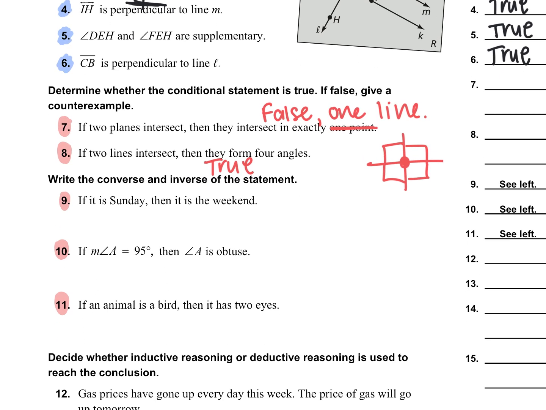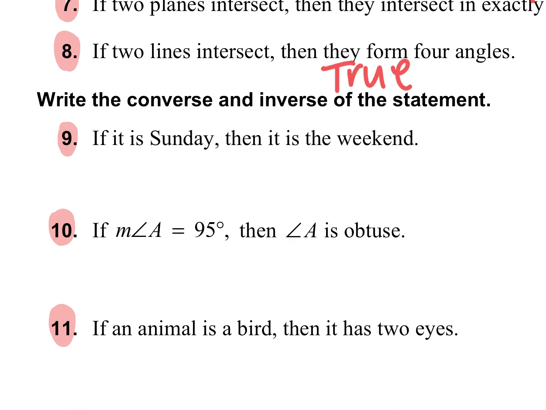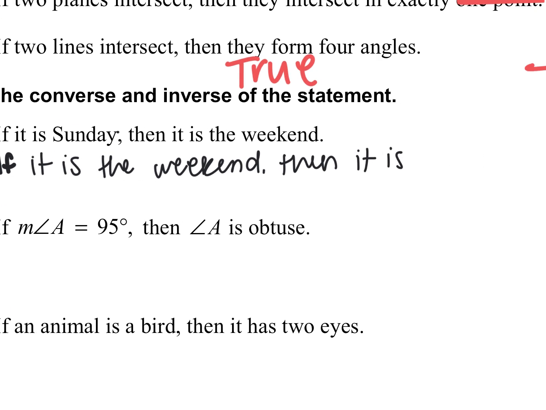All right, write the converse and inverse of this statement. Looking at the first one, it says, if it's Sunday, then it is the weekend. How would I write this as a converse statement? It is the weekend, then Sunday. Good. I'm just flipping them for converse. So let me make this a little smaller. If it is the weekend, then it is Sunday.